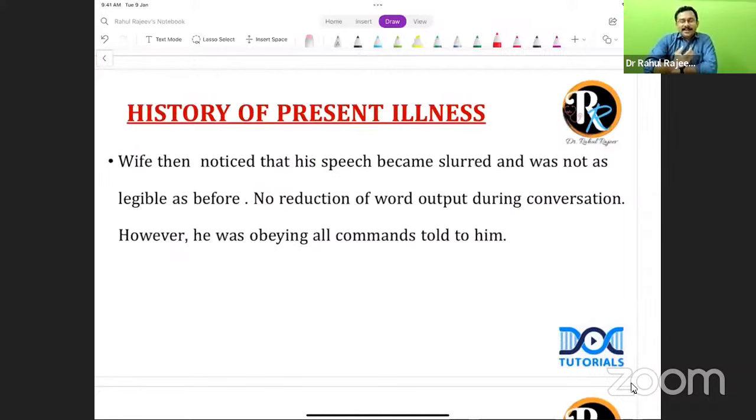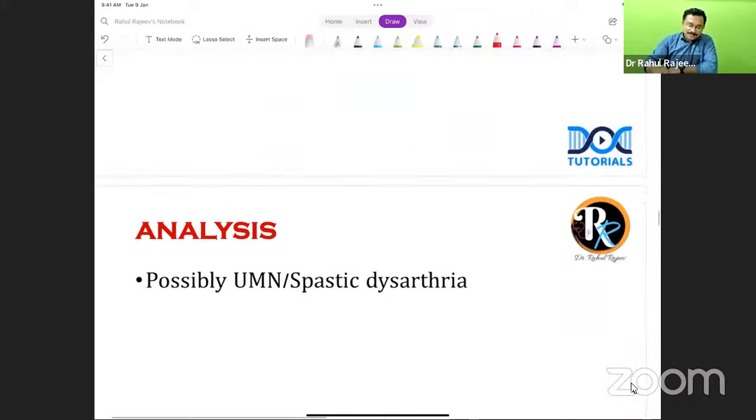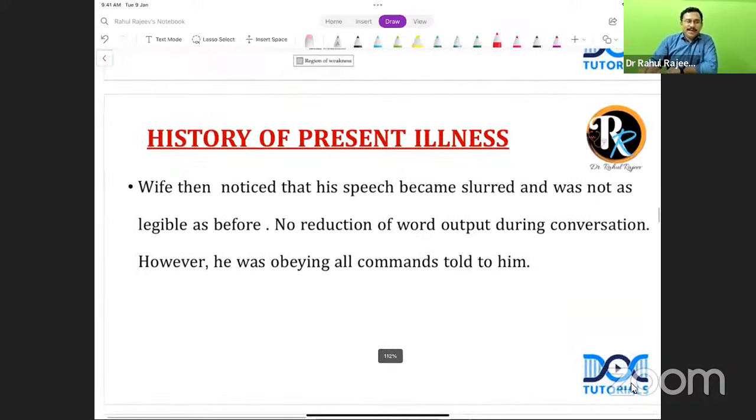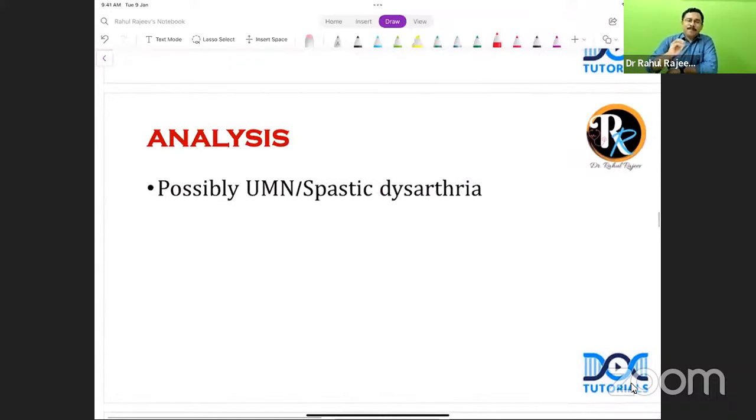How does a clinician think? On hearing this, how does he come to conclusions? Is this aphasia or dysarthria? You tell me. Aphasia or dysarthria? Well, the analysis here is that of a probable or possible UMN or spastic dysarthria.